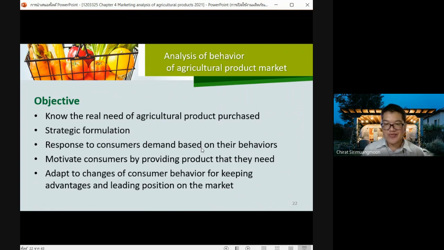Then strategic formulation. You analyze the behavior in order to create strategies. And also you need to respond to consumer demands based on the behaviors. Because after you have the analysis, you know the behaviors, and then you know what is going to fit their need. Then motivating consumers by providing products that they need. So you read the behavior, you know the behavior, and then you might know the motivation.